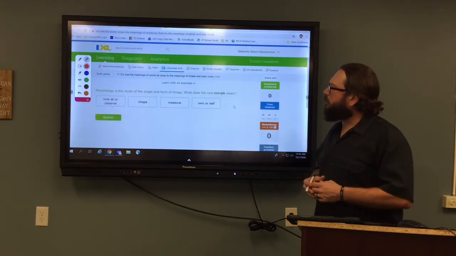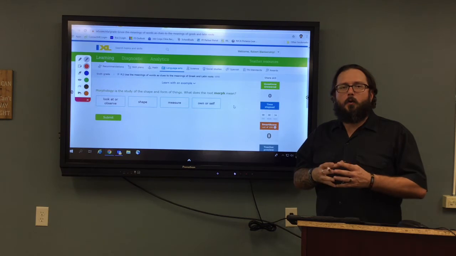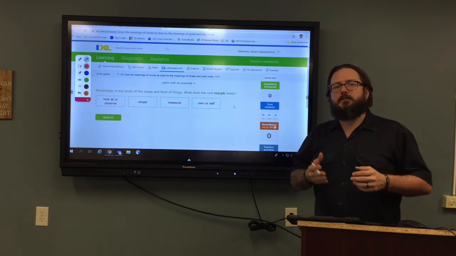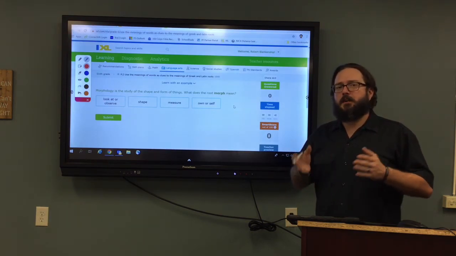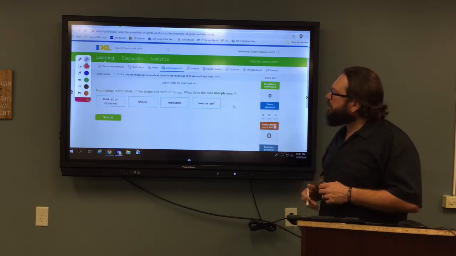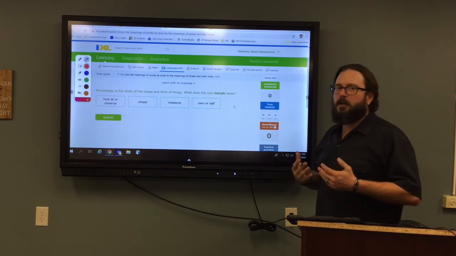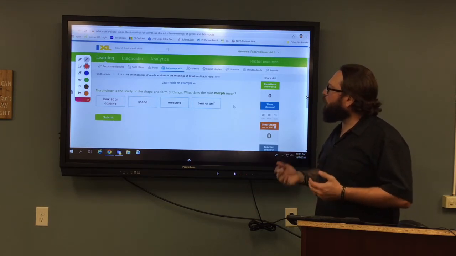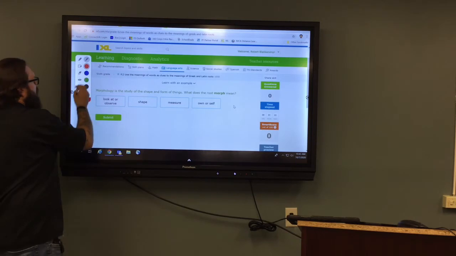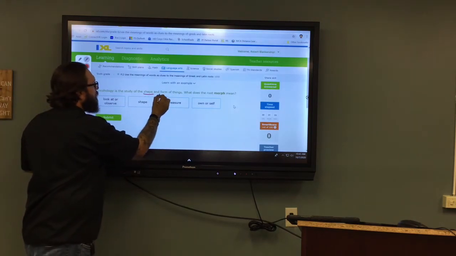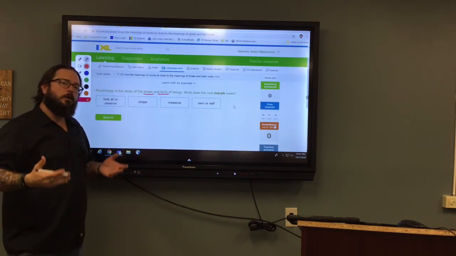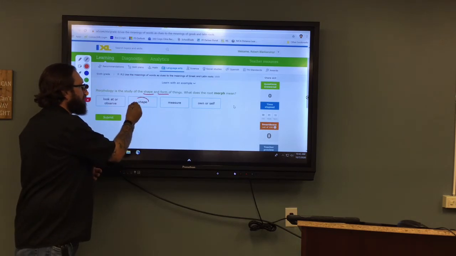Let's take a look at an example where we are given a word and told the definition. Let's try to use that definition to see if we can determine the meaning of a root or root word. In this example, we have morphology is the study of the shape and form of things. What does the root morph mean? Well, if the definition is that it's the study of the shape and form of things, then we know that the root word morph would mean shape.